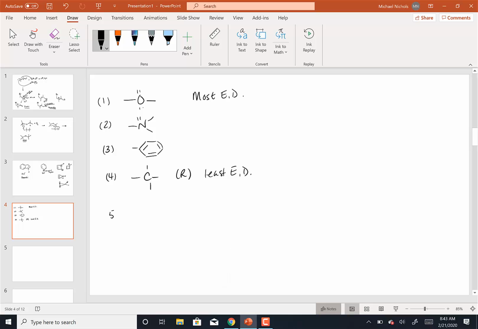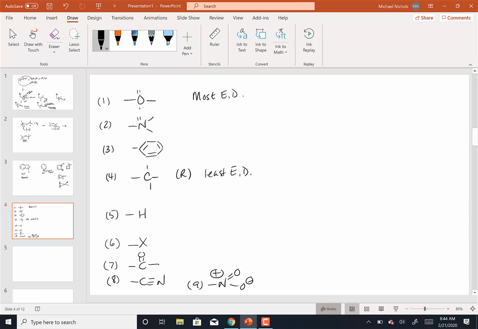Then sort of our baseline measurement is hydrogen. So hydrogen is neither electron donating or withdrawing, right? Because hydrogen is the default group. So once we go past hydrogen, we go to electron withdrawing. So what's our first electron withdrawing group? Halogens. Our second one is carbonyls. Our third one is C triple bond N, and our number 9 group is NO2.